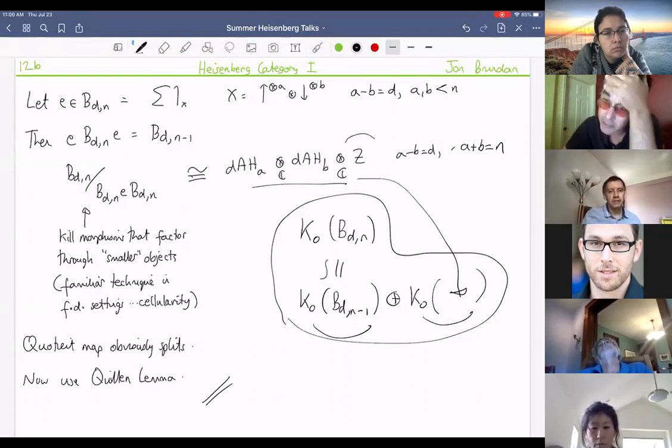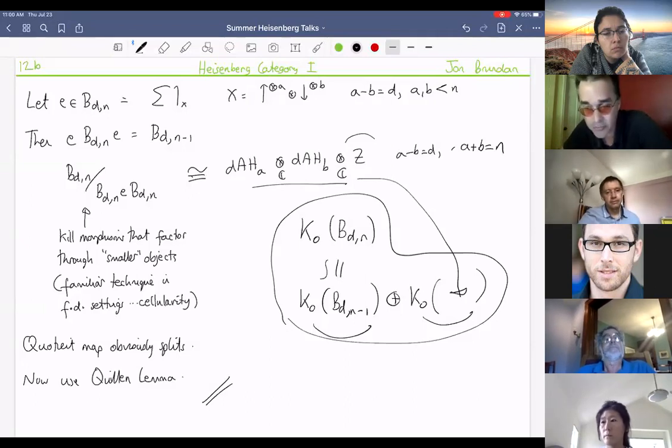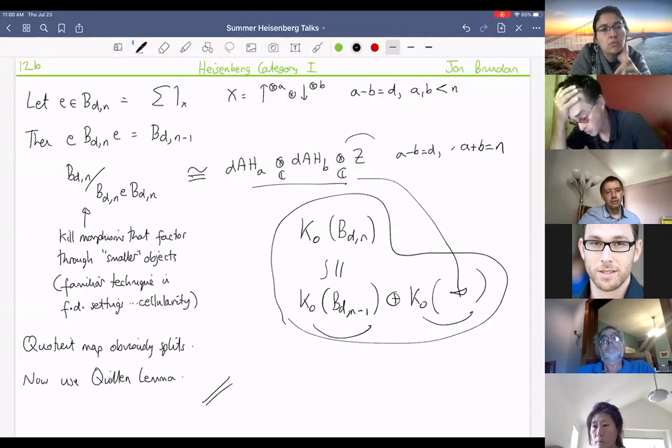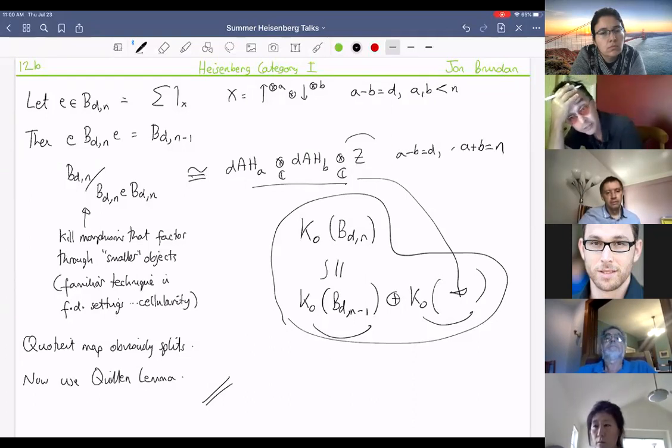Yeah, I think this is a very general idea that applies in lots of places. As I said, you see the same idea of killing things that factor through smaller objects. This is sort of the philosophy of the cellular algebras in the finite dimensional setting as well. But I think what's key here is we're in this very non-finite dimensional setting where we have these degenerate affine Hecke algebras appearing. So this Quillen's lemma is really the heart of it, and you already had that. You knew that it should have something to do with it.